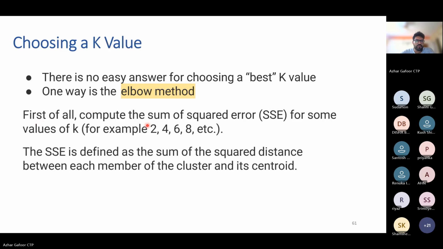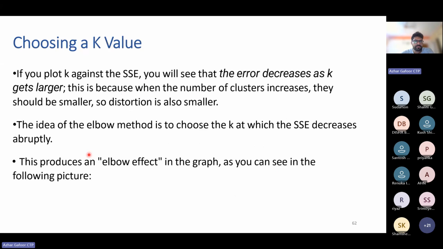So first we'll compute the SSC for some values of k. So for different numbers of clusters, we'll calculate. The SSC is defined as the sum of squared distances between each member of the cluster and its centroid. Once we plot k against the SSC, we'll see that the error decreases as k gets larger. This is because as the number of clusters increases, the centroids become closer to the points. So the distortion is smaller.